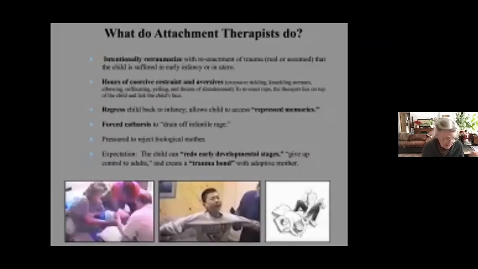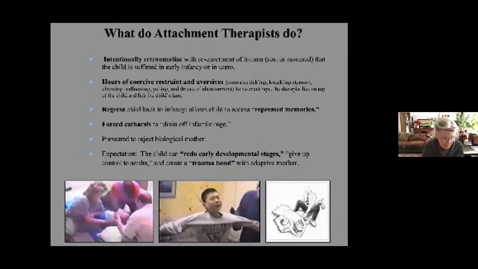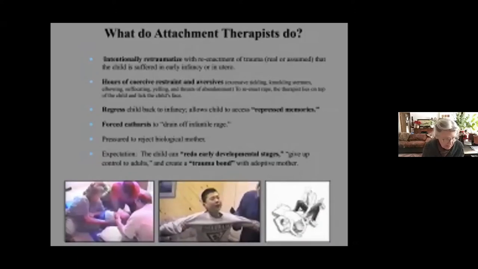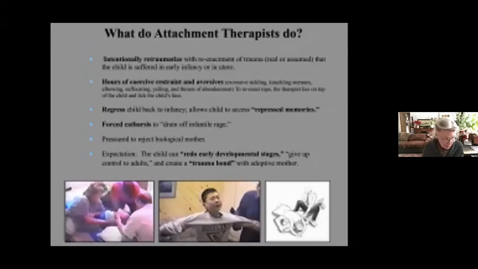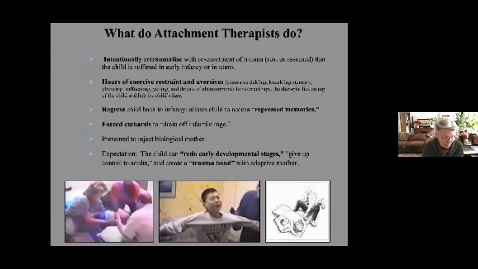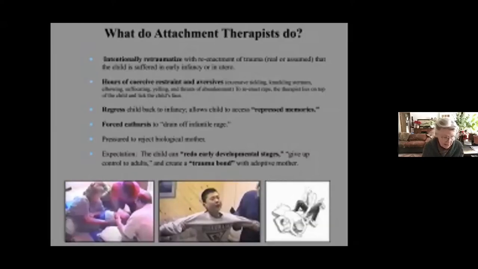So what do these attachment therapists do? The therapists assume all children, all adopted children, have been traumatized in early life, at which time they have repressed memories of that trauma. The therapist intentionally re-traumatizes the child with hours of coercive restraint and aversives, such as knuckling their sternum or putting a hand over their face so they can't breathe. Rape is reenacted with the therapist lying on top of the child and licking the child's face.